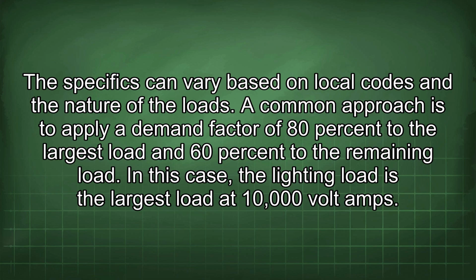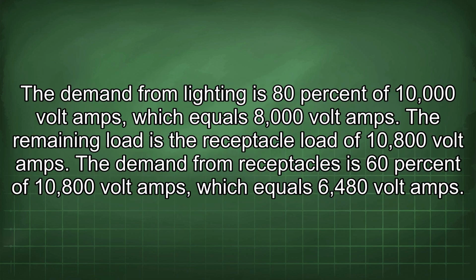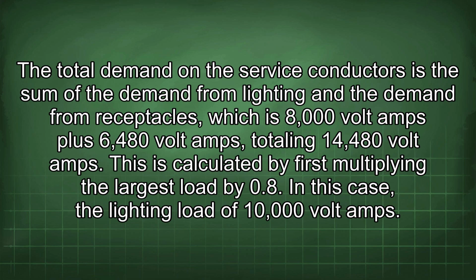load. In this case, the lighting load is the largest load at 10,000 volt amps. The demand from lighting is 80% of 10,000 volt amps, which equals 8,000 volt amps. The remaining load is the receptacle load of 10,800 volt amps. The demand from receptacles is 60% of 10,800 volt amps, which equals 6,480 volt amps. The total demand on the service conductors is the sum of the demand from lighting and the demand from receptacles, which is 8,000 volt amps plus 6,480 volt amps, totaling 14,480 volt amps.